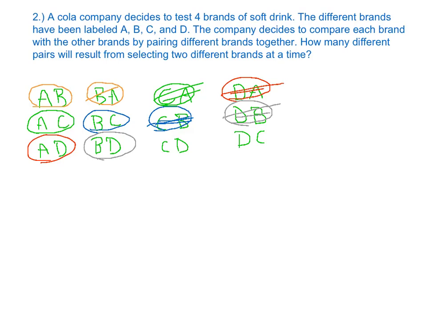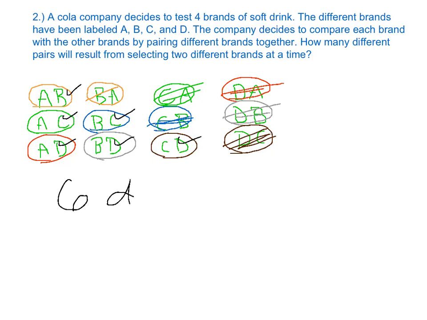And then looking at CD, that's the same thing as DC, they're just in different orders, so we're not going to count that twice. Once we've eliminated those, we can then look at how many we do have. We've got 1, 2, 3, 4, 5, 6 different pairs.